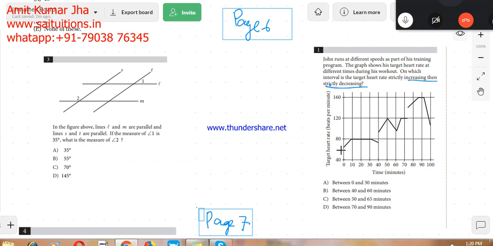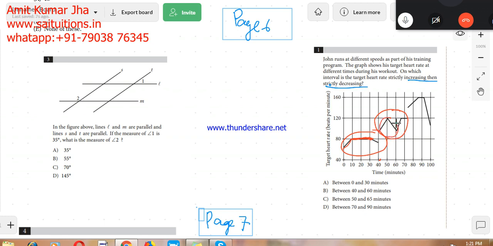Now it says strictly increasing and then strictly decreasing. Let us take a look at this graph. It is increasing and then it is constant. It is parallel, that means it is constant. I would go for B. This one, isn't it? Yeah, definitely. It's between 40 to 60 minutes. It's strictly increasing and then it strictly decreases after. So it's definitely B.